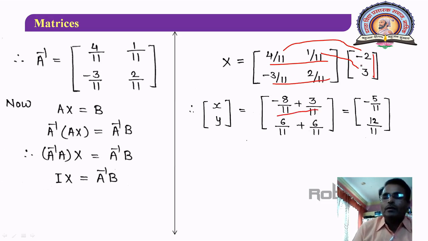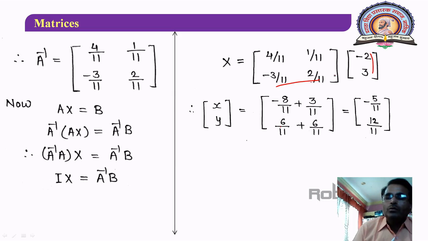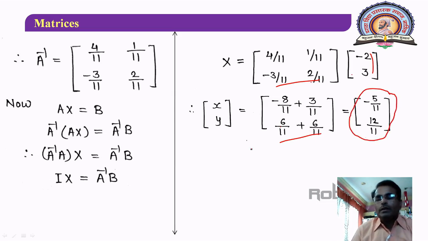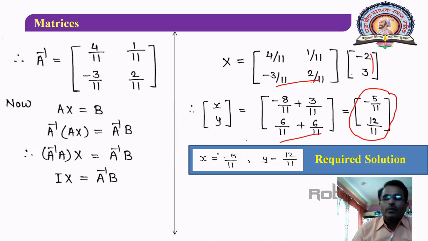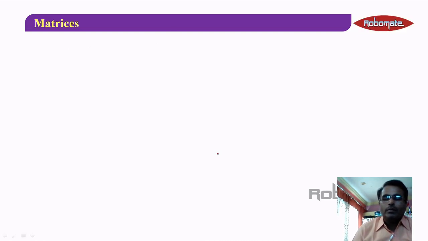Similarly, this row and this column will give you minus minus plus 6 by 11 and 2 into 3, that is again 6 by 11. So minus 5 by 11 and 12 by 11, that is your solution. Is that clear? So the required solution is minus 5 by 11 and 12 by 11.